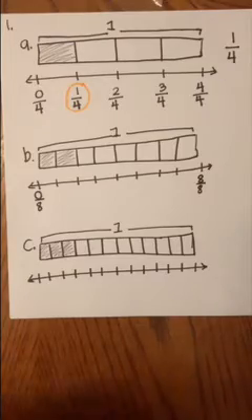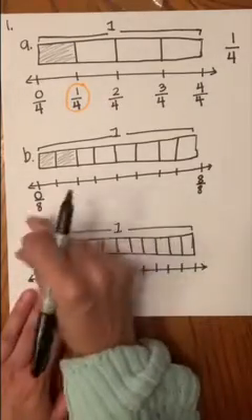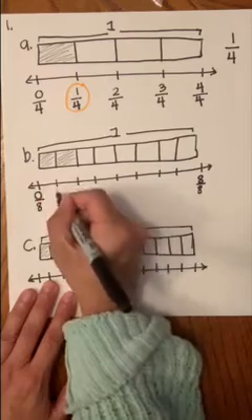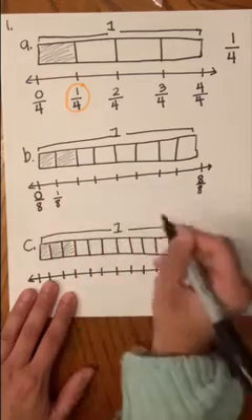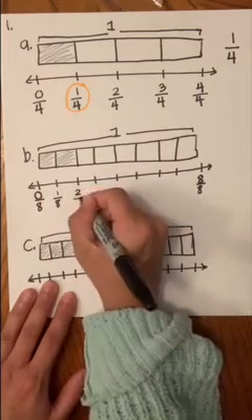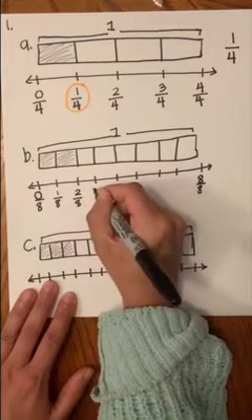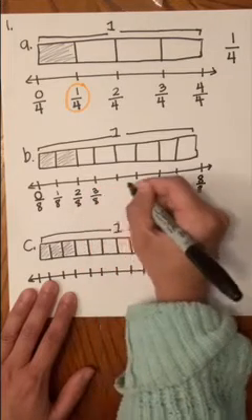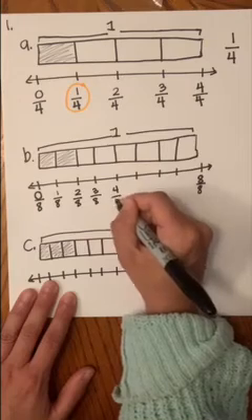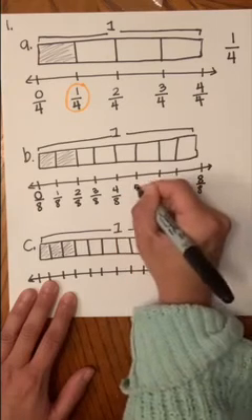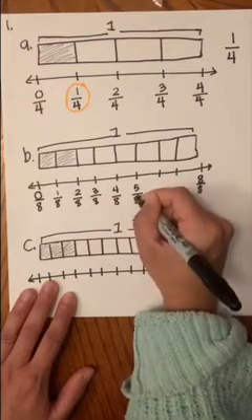After I do that, I can go back in and fill in, right? So this is 0/8. This is 1/8. 2/8. 3/8. 4/8. 5/8.